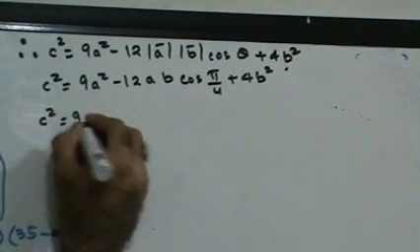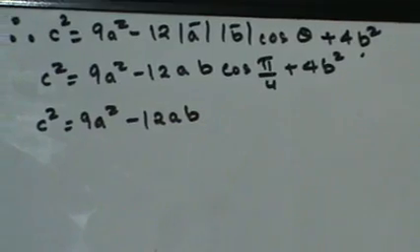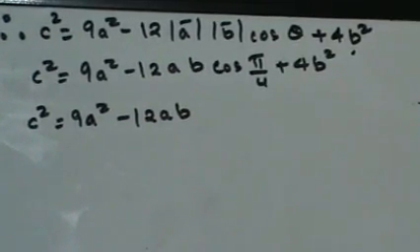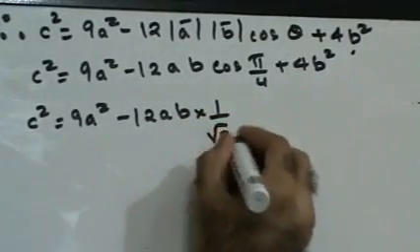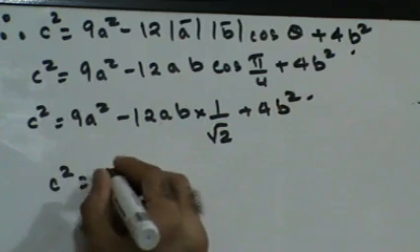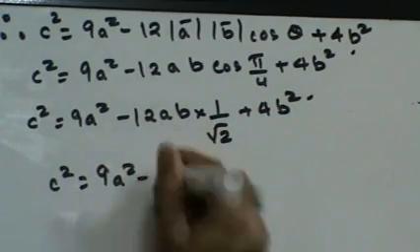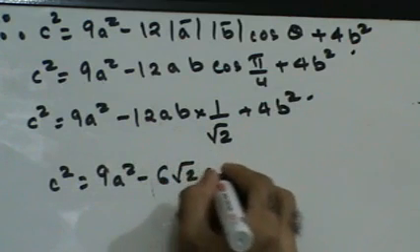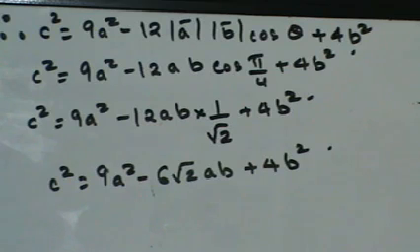So c square is 9a square minus 12ab cos pi by 4. Cos pi by 4 means cos 45, which is nothing but 1 by root 2, plus 4b square. Therefore, I can say c square is 9a square minus 12 upon root 2, which is 6 root 2 ab, plus 4b square. That will be my value of c square. Right?